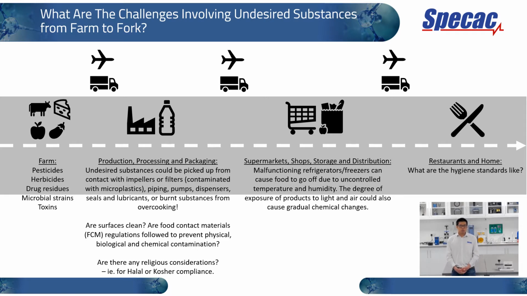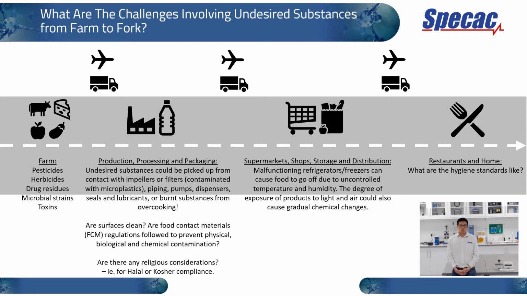We need to also make sure that all surfaces are clean, but also all food contact materials or FCM regulations are met to prevent any sort of physical, biological or chemical contamination in your product. So physical contamination would be something like bits of wood or plastic or bird feces that have accidentally fallen into your packaging reel or your food and beverage product.